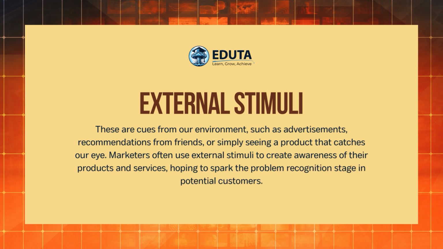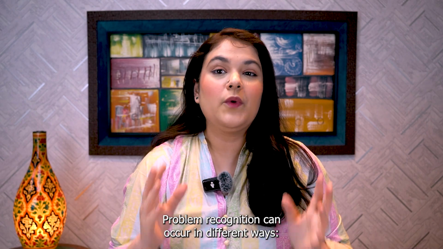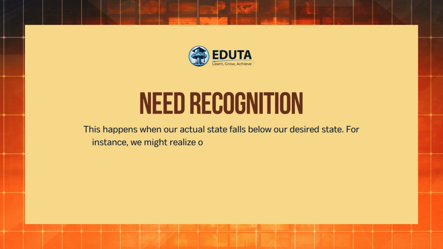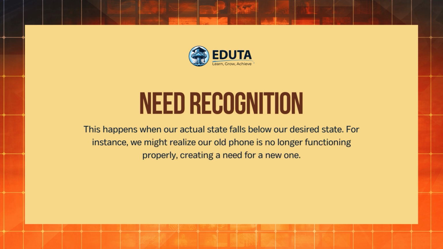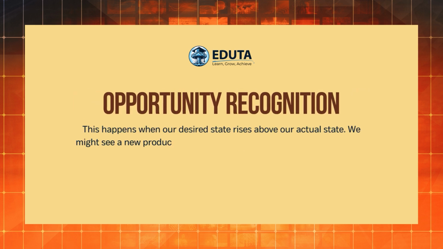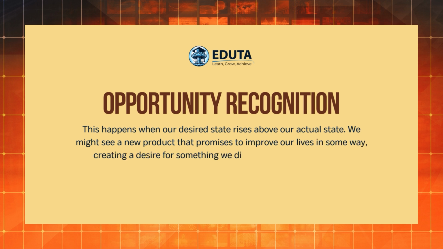in potential customers. Problem recognition can occur in various ways. Need recognition. This happens when our actual state falls below our desired state. For instance, we might realize our old phone is no longer functioning properly, creating a need for a new one. Opportunity recognition. This happens when our desired state rises above our actual state. We might see a new product that promises to improve our lives in some way, creating a desire for something we didn't even know we wanted.